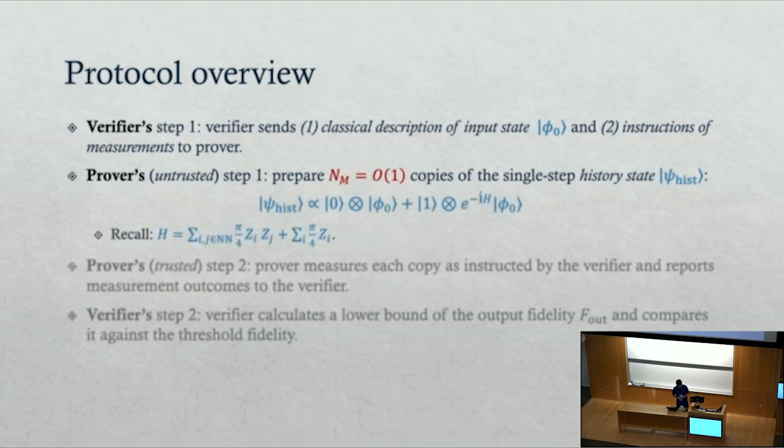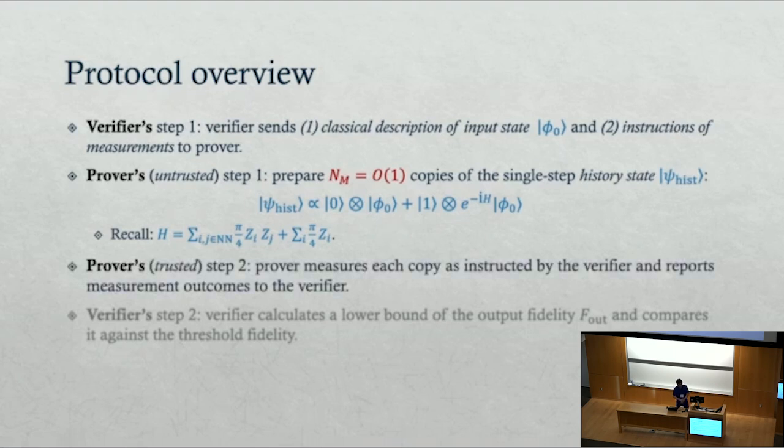And this history state here actually plays a key role in this Feynman-Kitaev Hamiltonian mapping. But here I'm not going to go through the Feynman-Kitaev Hamiltonian. I'm just focusing on this very simplified version, which will be used in our protocol. So this history state is simply the superposition of the input state phi naught and the output state e to the minus iH acting on phi naught. And there is one more qubit, we call it the first qubit or the clock qubit, which is in the zero state if it corresponds to phi naught, and is in the one state if it corresponds to the output state. Recall that the Hamiltonian here is just the same ZZ plus X Hamiltonian we introduced before.